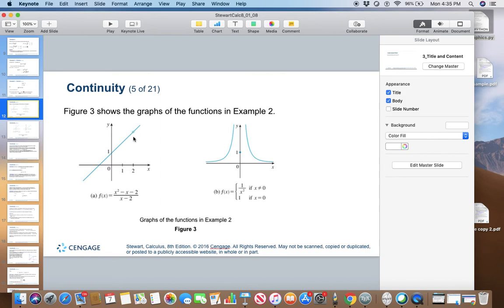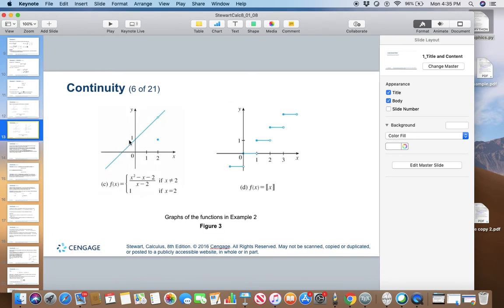This is called a removable discontinuity. All you need is a point to plug in that hole and you're continuous. So that's a removable discontinuity. This is an infinite discontinuity. You are going to infinity here. This is also an example of removable discontinuity. All you need to do is plug in that hole. That is, move this here and you are continuous.